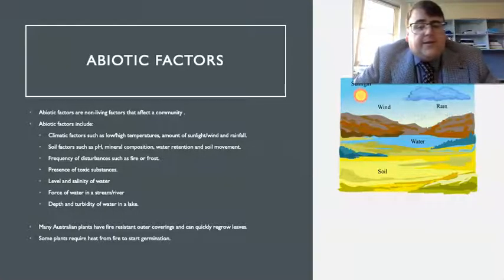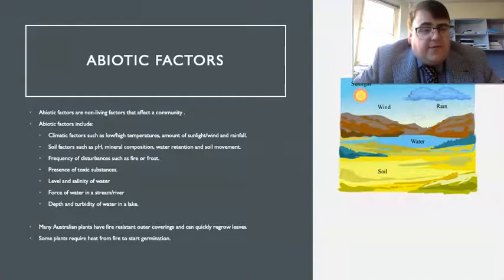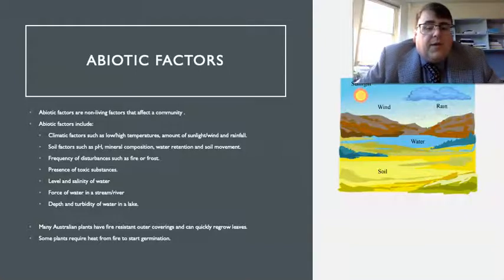So we're talking about things like temperature, high or low temperature, the amount of sunlight, the amount of rainfall. When talking about things like soil, we could be talking about things like pH, what types of minerals are in the soil, how much water is in the soil, how does the soil move, have there been fires or frost, are there toxic substances in the area, how much salt is in the water, how strong is the water moving down a stream, how deep, how turbid is the water.